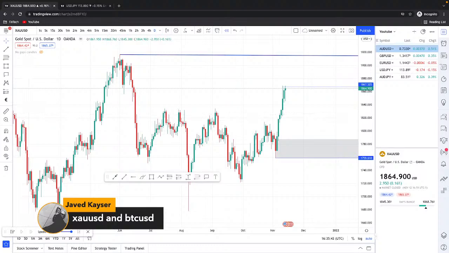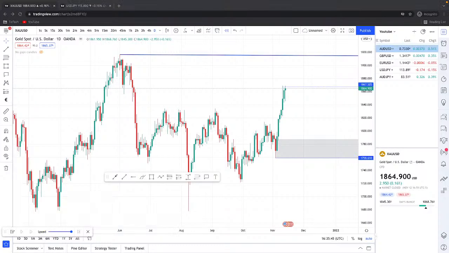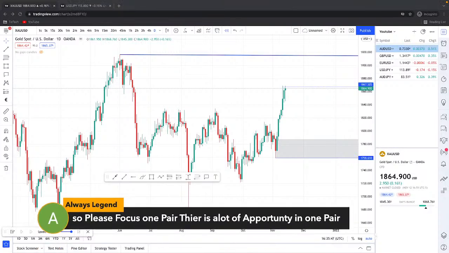So please focus on one pair. What is Always Legion saying? Please focus on one pair. There is a lot of opportunity. What I'm trying to say is, if you master the swing and any intraday or scalp model, if the swing trades are not there, there will be scalping or intraday trades, I'm sure.